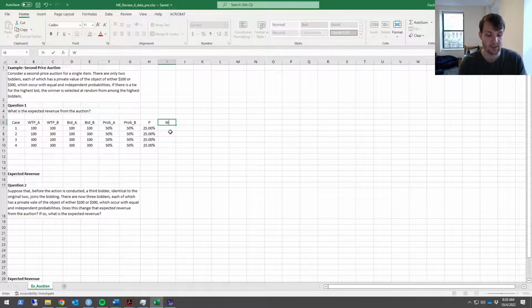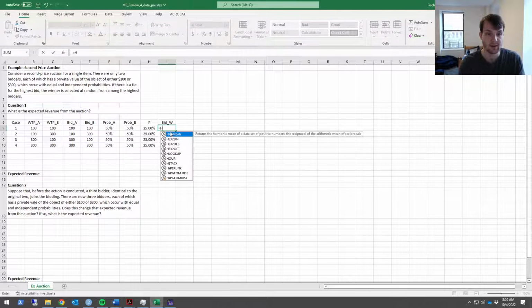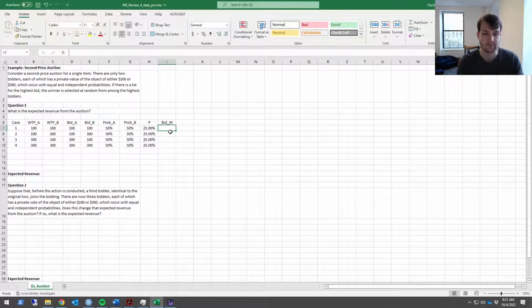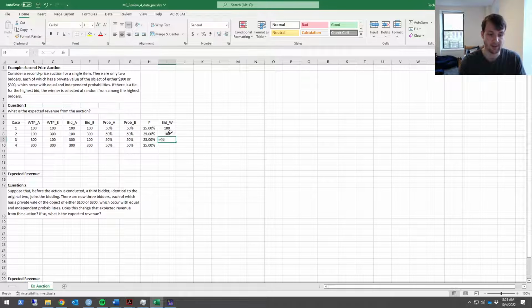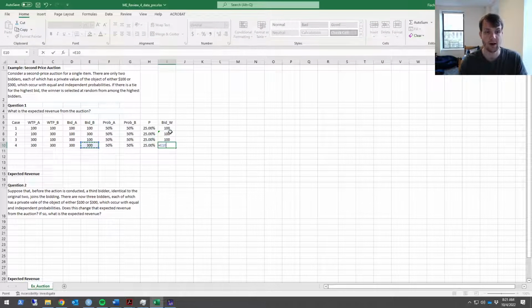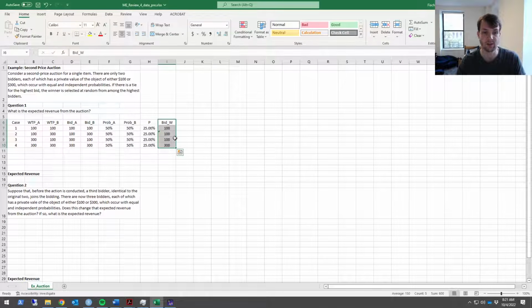Now all we need is the winning bid. I'm going to call it bid W. Bid W is just the second highest of the two bids. Since they're the same here, the second highest is 100. 100 is smaller than 300, so the second highest is 100. Same here, and here the second highest is 300, right? It's a second price auction. I shouldn't call it bid W. I should really call it the price at which it's going to be sold, P sale.